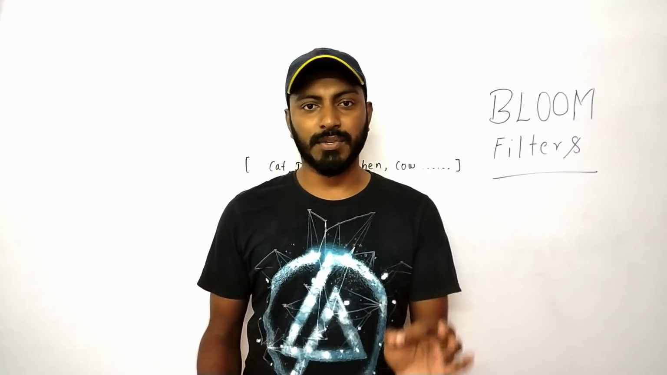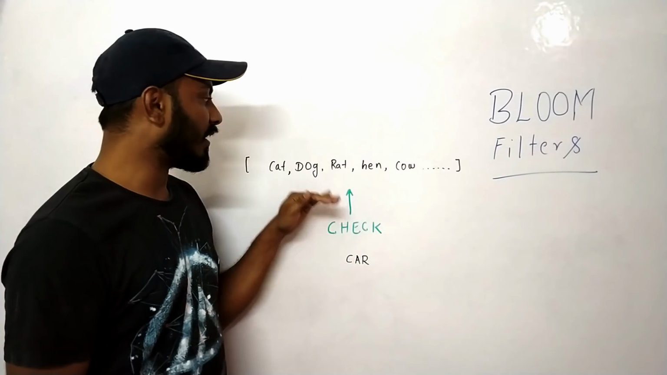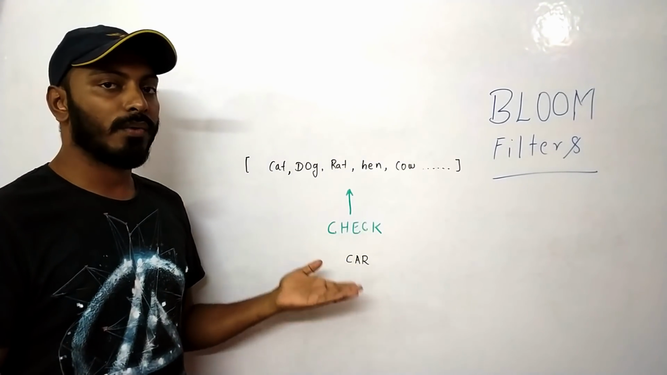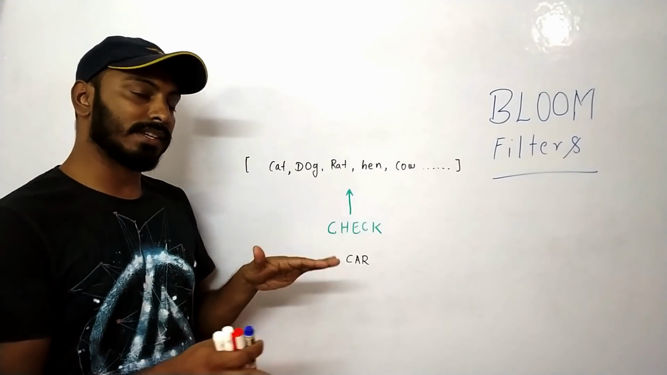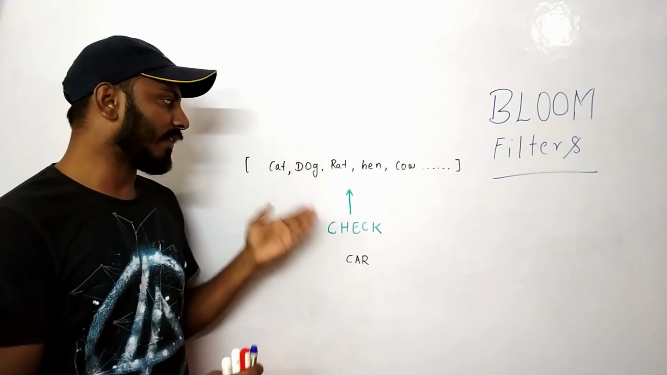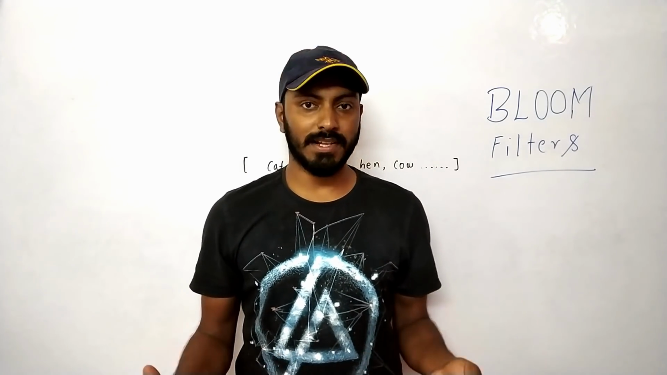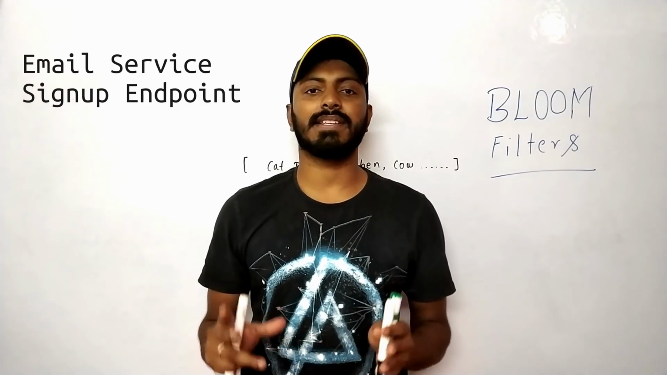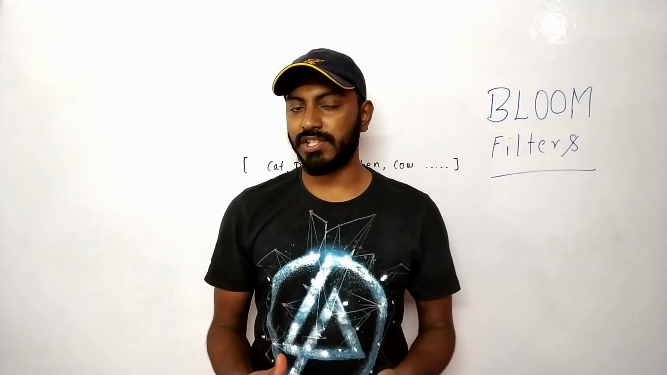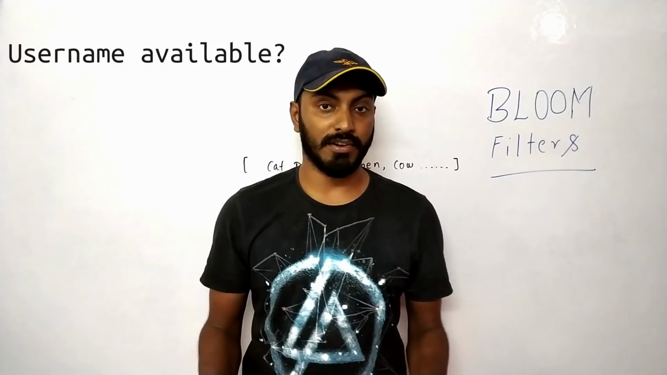The main use case or the problem statement is, suppose you have a list of some elements and you want to test whether a given element is present in the list or not. For example, consider that you are working on an email service in which you are trying to implement a sign up endpoint. In the sign up endpoint, you also need to provide a feature where the user can test whether a particular username is already taken or not.